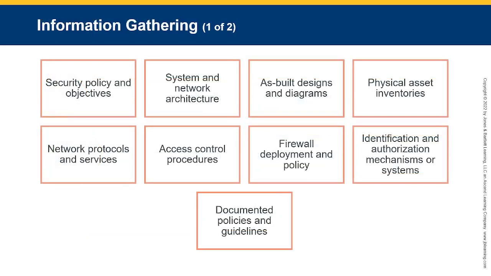In information gathering, we look at the security policy objectives. You also look at system and network architecture, as-built designs and diagrams, physical asset inventories, network protocols and services, access control procedures, firewall deployment and policy, identification and authorization mechanisms or systems, and documented policies and guidelines.